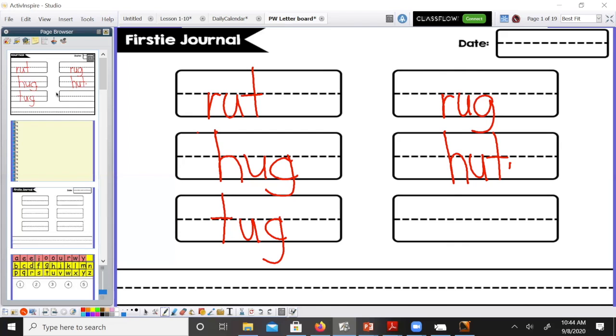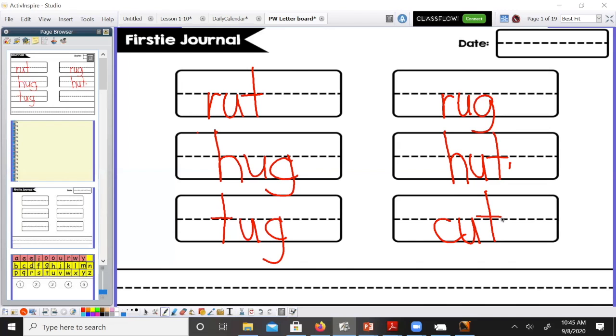It is kind of like cat, but what's changed? The middle sound, right? Okay, cut. What's the first sound? We could choose C or K, but in this case, we're going to choose C. C-U-T, cut.